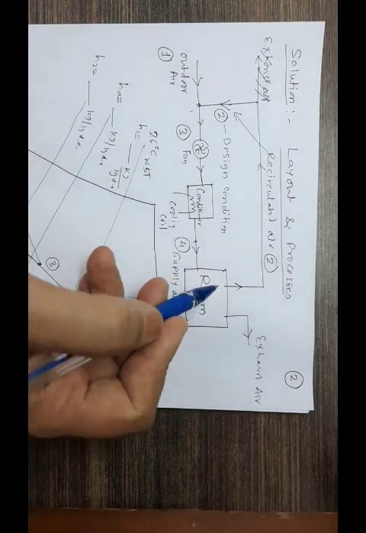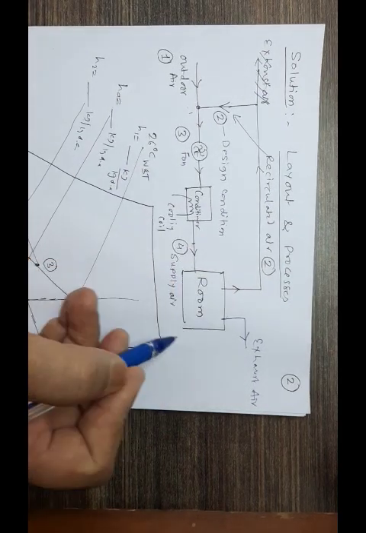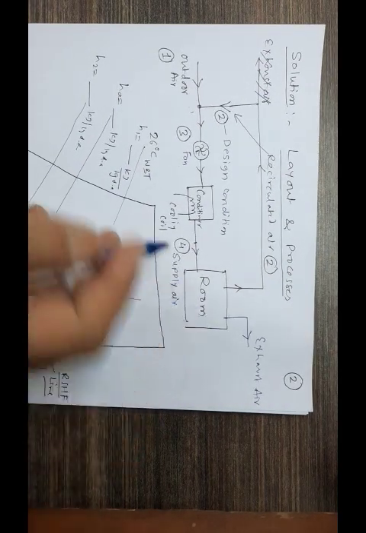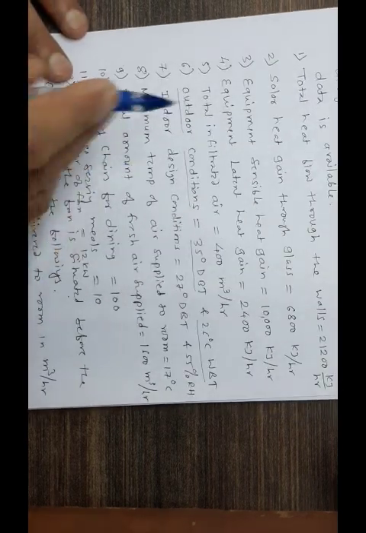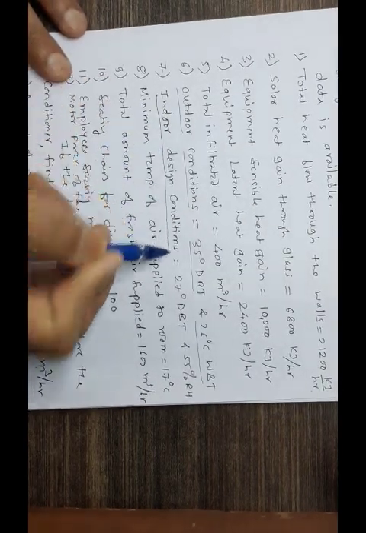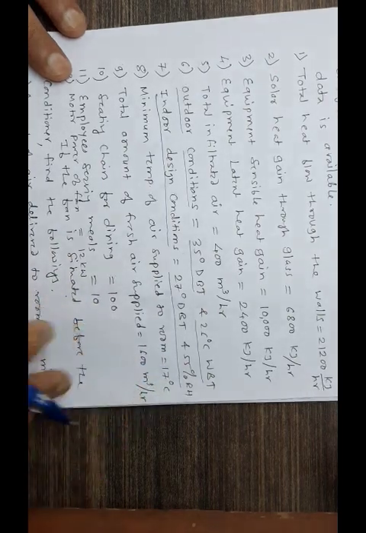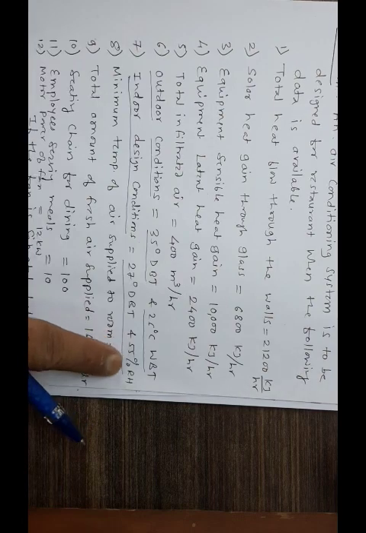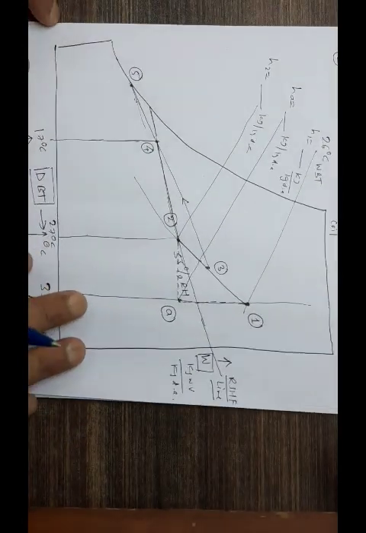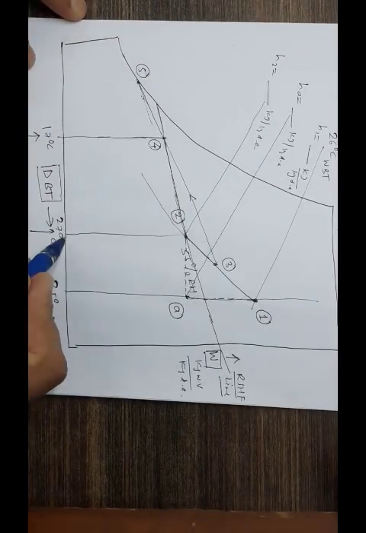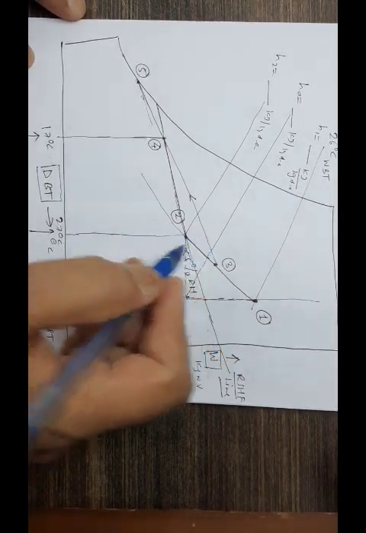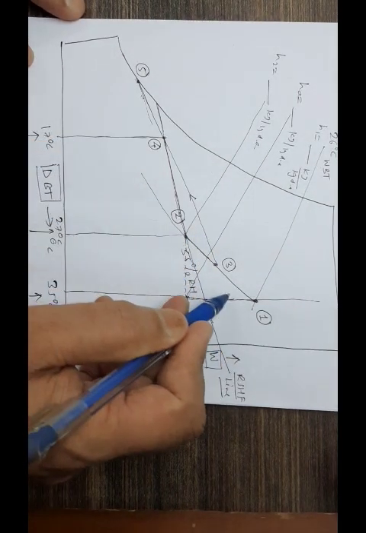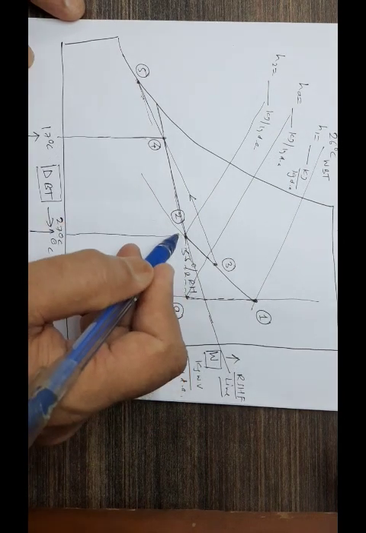Anyway, what it means to us is that this particular room is required to be maintained under standard indoor conditions, and the indoor conditions have been clearly given in this particular problem. We can see that indoor design conditions have been specified here: 27 degrees Celsius dry bulb and 55% RH. So we can plot this 27, 55% RH point on this chart here. This is my 27 degrees Celsius point. This line I'll take, and the 55% RH line will be somewhere like this.